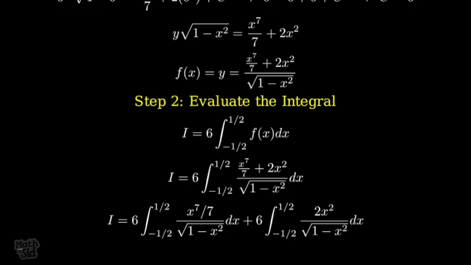For an even function, the integral from -a to a is twice the integral from 0 to a. So, our integral I becomes 6 times 2 times the integral from 0 to 1/2 of 2x squared over the square root of 1 minus x squared dx, which simplifies to 24 times the integral from 0 to 1/2 of x squared over the square root of 1 minus x squared dx.